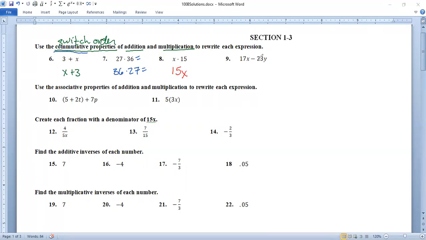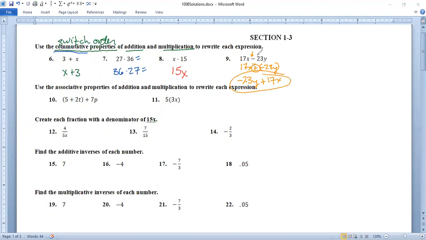Number 9, 17x minus 23y. Ooh, look at this. That's a subtraction sign. So if we consider that minus sign stuck to this 23y, we can rewrite it as 17x plus a negative 23y, like that. Now it's a plus sign, and so we can switch direction, right? Negative 23y plus 17x.